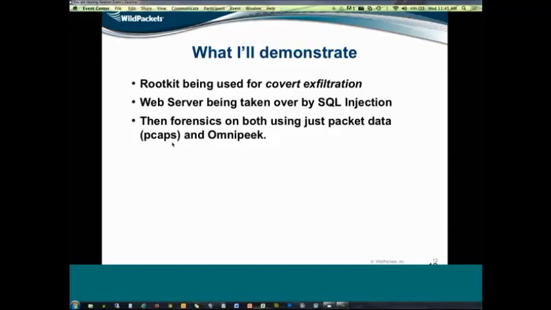All right, and then second, we'll look at a web server being taken over by SQL injection. So I'll SQL inject it, upload a malicious file, and then use that file to take control of the system. And then we will immediately go and look at the forensics from the network side on both of these to show you how really the only answers lie in the packets because of the uses of rootkits and things. So let's go ahead and start with that.